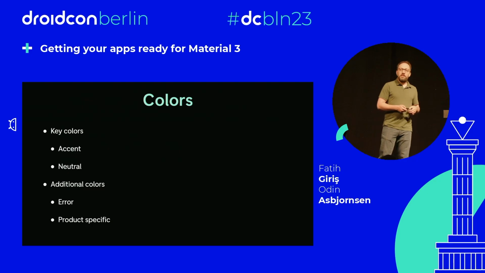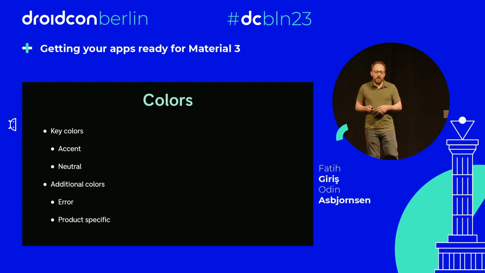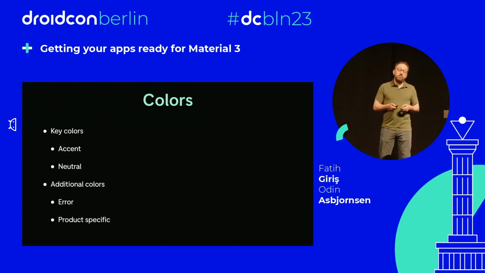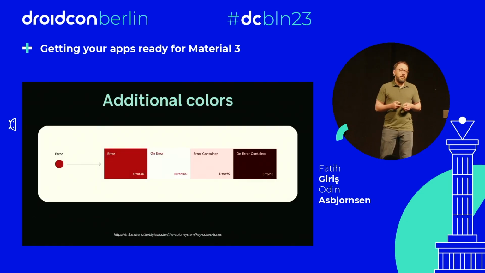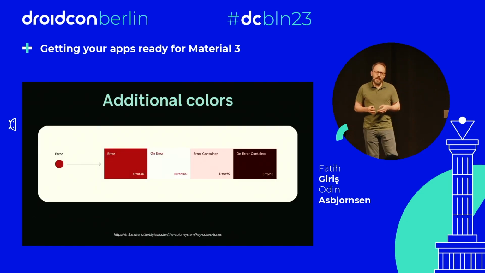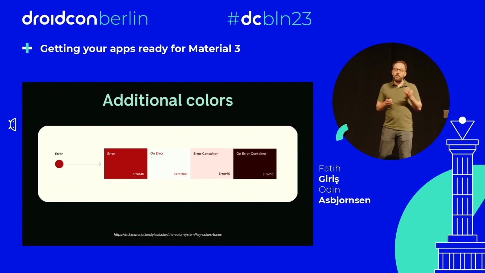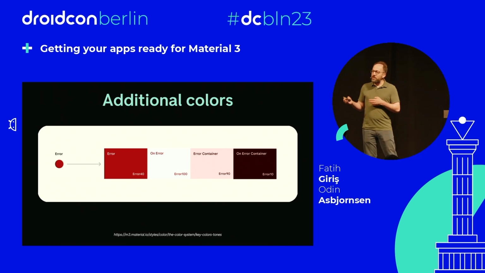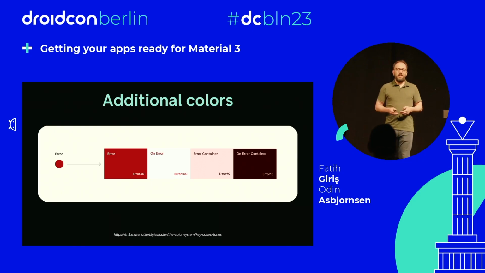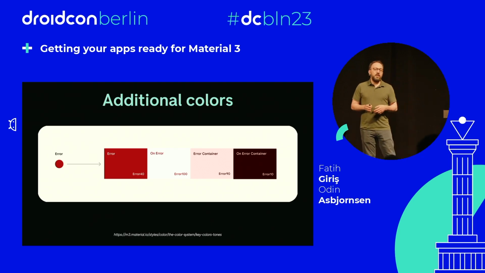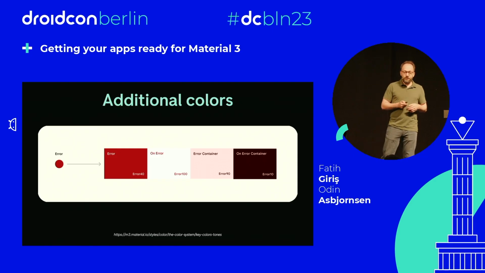So Material 3 allows you to actually add more colors. That means that, for instance, you might have an error color, but the important thing with the colors is that you have 4 different attributes for each color attribute, like error, on error color, error container, and on error container color. That's what is actually different from Material 2. But we will be talking about the differences between Material 2 and Material 3 later on in this talk.